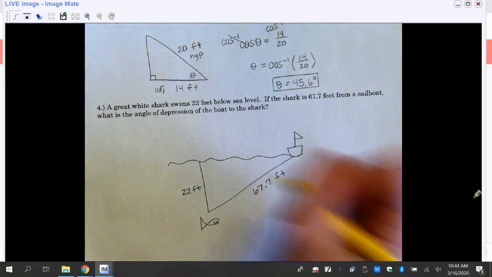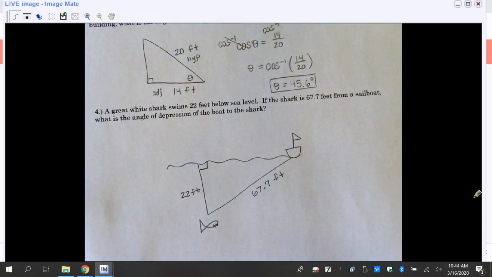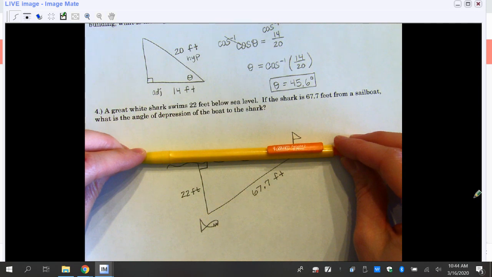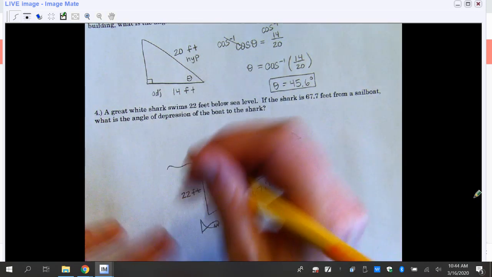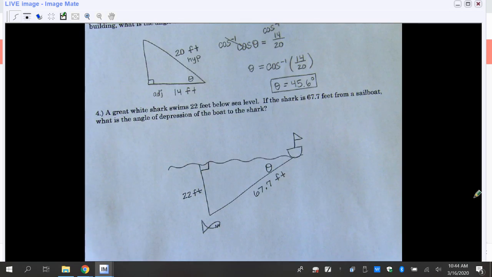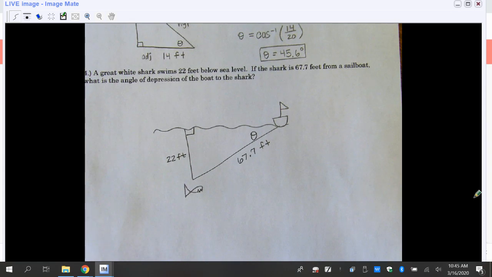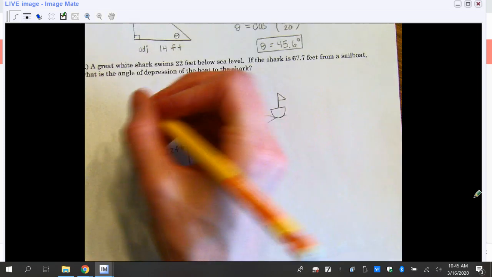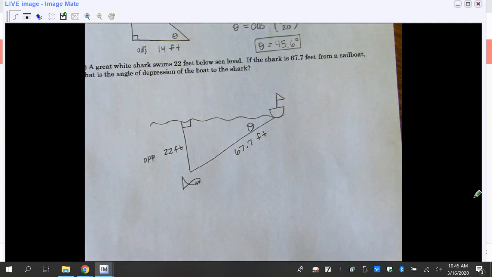So here's the right angle that I created between the sea level and then straight down to the shark. So again, if the angle of depression is the angle from the horizontal going down, that's what angle I'm looking for. Now your picture may look a tiny bit different depending on how you interpreted this. As long as your ratio and your equation is the same, your picture is appropriate for this scenario. All right, so here is my angle. I know the opposite side and I know the hypotenuse.